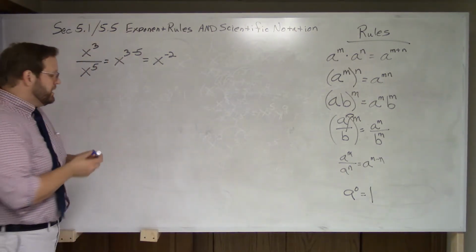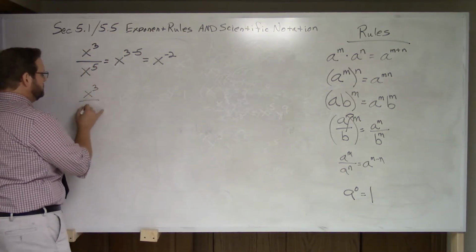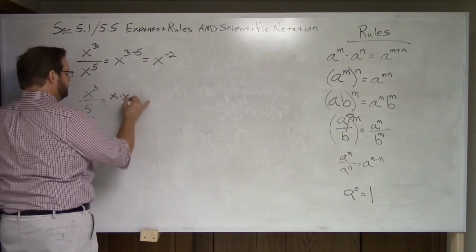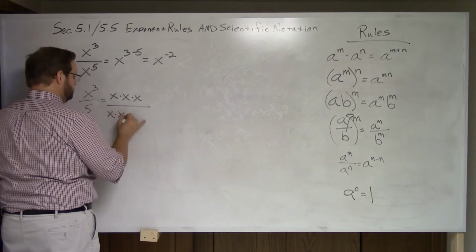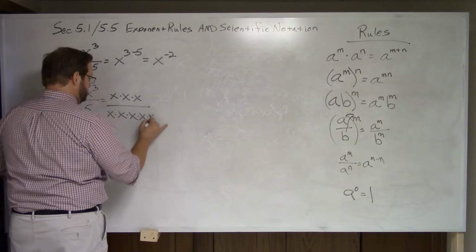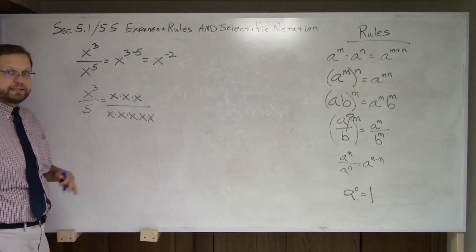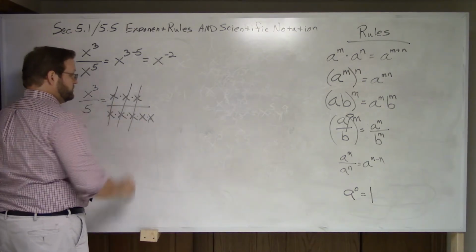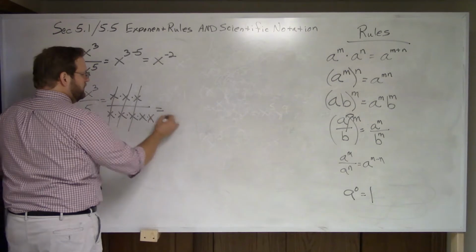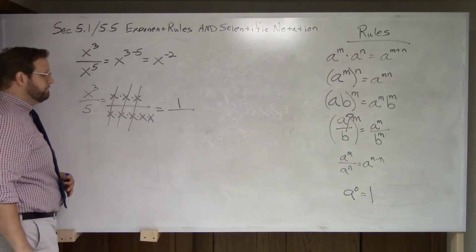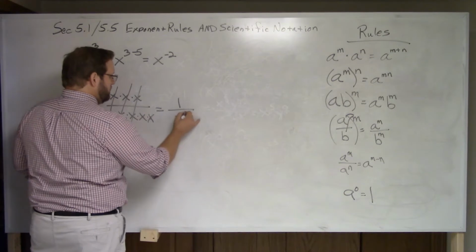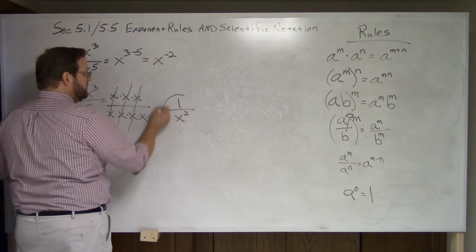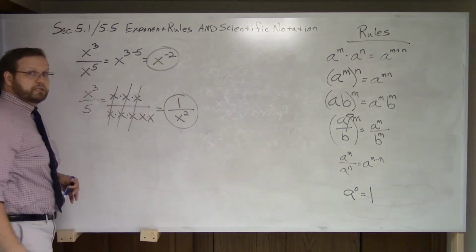So let's approach this problem a little differently. Again, when in doubt, expand it out. Three x's on top, 5 x's on the bottom. We cross off those pairs of x's. Now what are we left with? An empty numerator, so just a 1, and then a denominator, that's an x squared. Same problem, two different approaches, means their outcomes have to be the same.